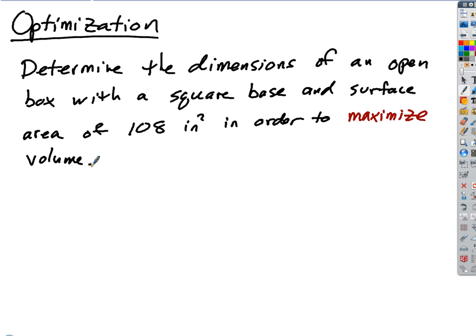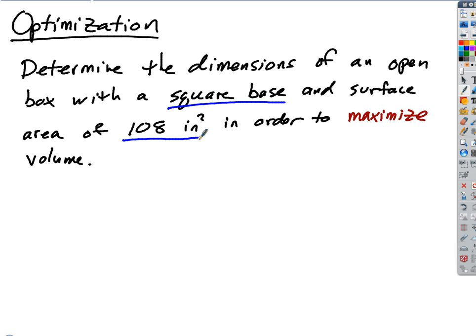So optimization means you're either trying to minimize or maximize a quantity, right? Depending on the situation, it could be one or the other or both. In this situation, we're trying to determine the dimensions of an open box. We're told it's going to have a square base and a surface area of 108 square inches, and we want to determine the dimensions that maximize the volume.